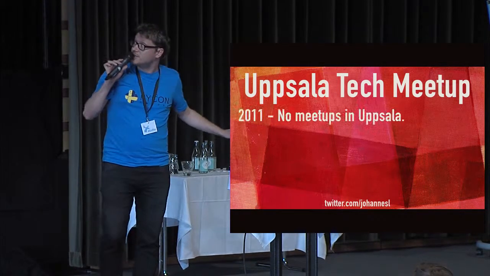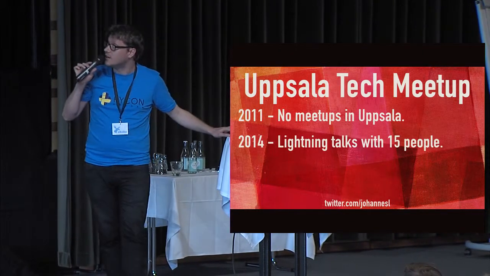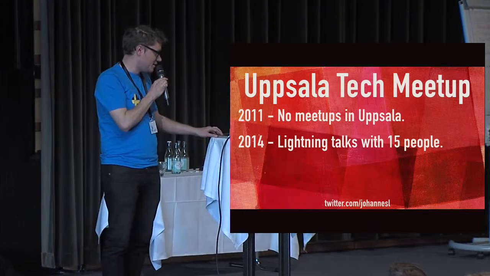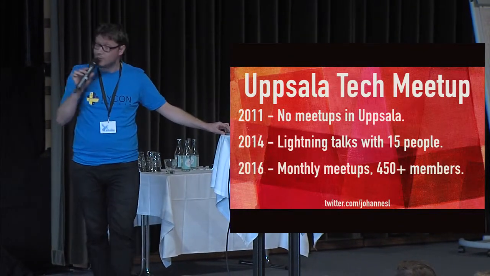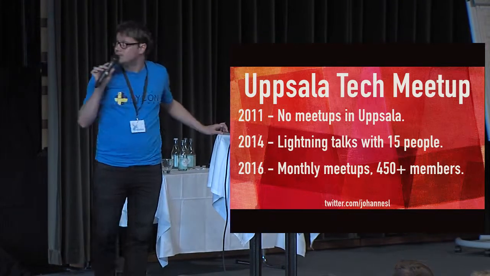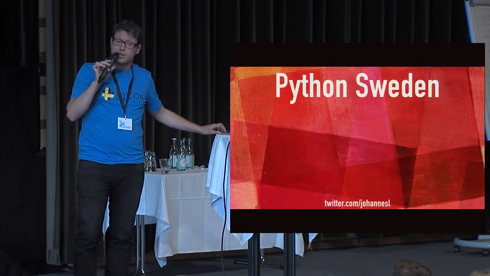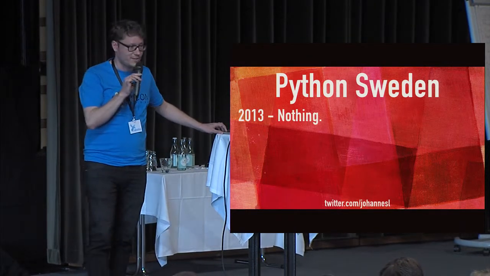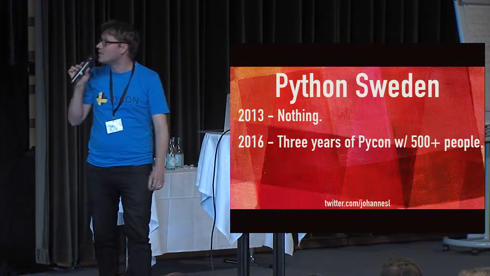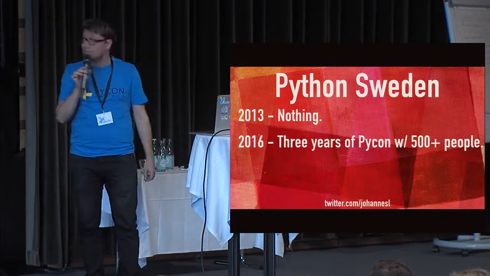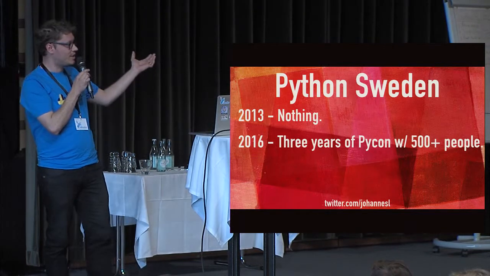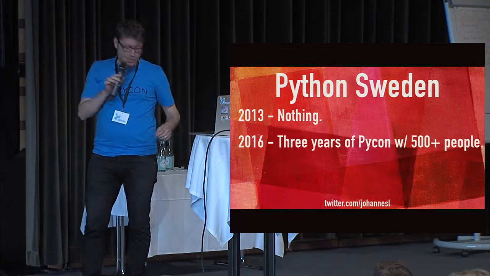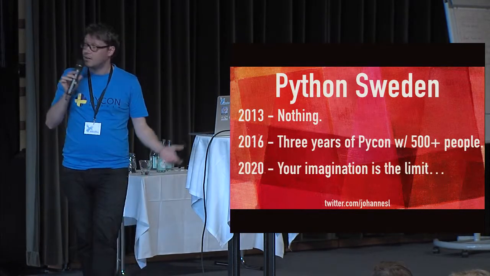Next thing, Uppsala Tech Meetup 2011, no meetups in Uppsala. I started with a few lightning talks in 2014, 15 people, a little meetup. We now have 450 members in the group. We have monthly meetups there. We are now at PyCon, arranged by Python Sweden. There was nothing back in 2013. And three years of PyCon with, I think it's probably even 700 people that have attended these conferences, something like that, today. And 2020, your imagination is the limit.